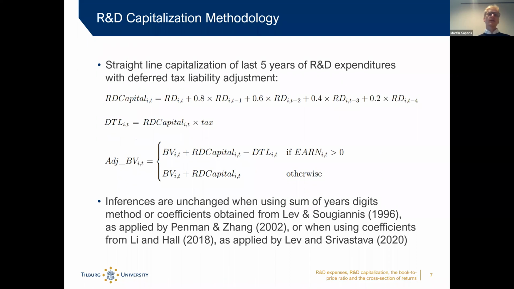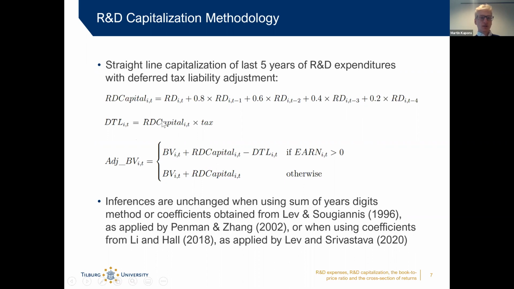Quickly onto the R&D capitalization methodology that I use throughout the paper. Throughout the paper, I use a straight line capitalization of 5 years of R&D expenditures. And also when I adjust equity book value, I will account for deferred tax liability adjustment for firms with positive earnings. So there's the straight line capitalization adjustment for the last 5 years, which will be scaled by equity market value for the capitalized R&D to price ratio.